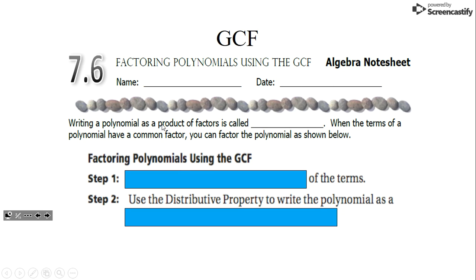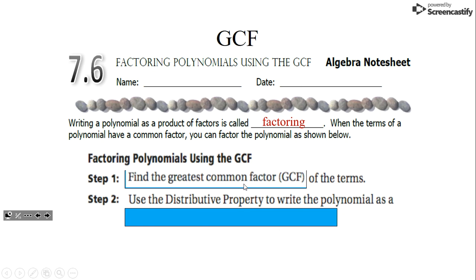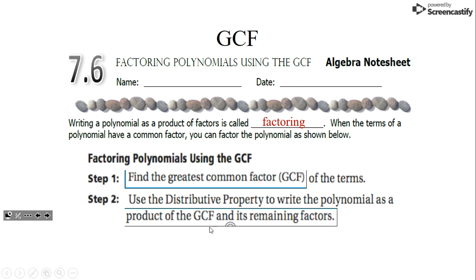So writing a polynomial as a product of factors is called factoring. When the terms of a polynomial have a common factor, you can factor the polynomial as shown below. There are two steps for those of you that like steps. Step one, find the greatest common factor of the terms. Step two, use the distributive property to write the polynomial as a product of the greatest common factor and its remaining factors.